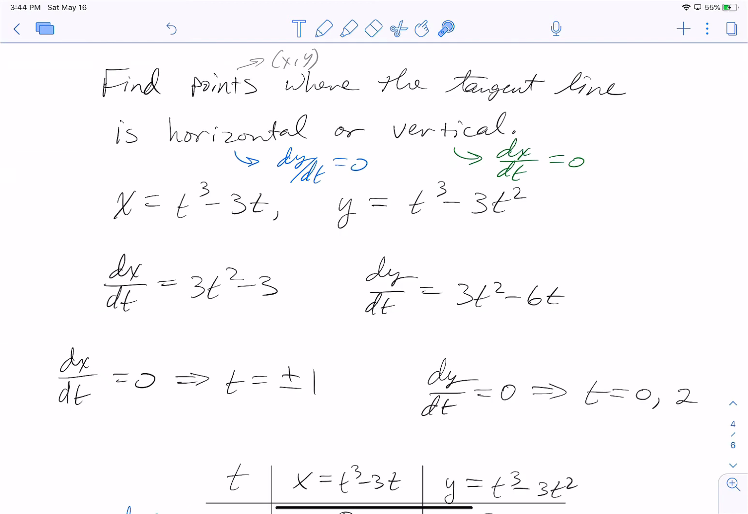Well, how do we do? Let's find out. dx/dt is 3t squared minus 3. dy/dt is 3t squared minus 6t. So dx/dt will equal 0 when t is equal to plus or minus 1 by factoring out 3. You set the thing equal to 0, square root. dy/dt will equal 0 when t is equal to 0 or 2. Same thing, we go through, we factor some stuff. Notice we didn't need to consider dy/dt over dx/dt. We were just concerned with where either one of them was 0.